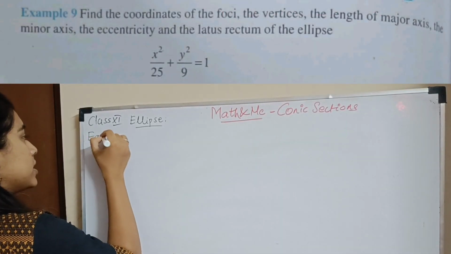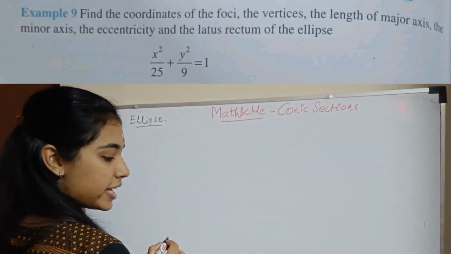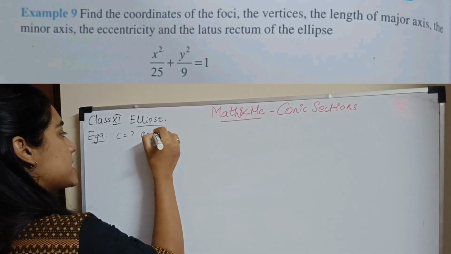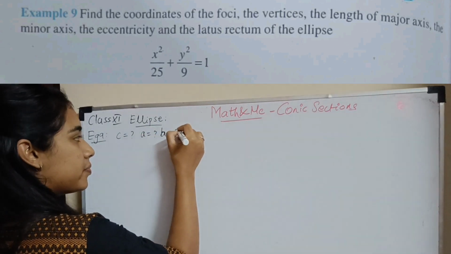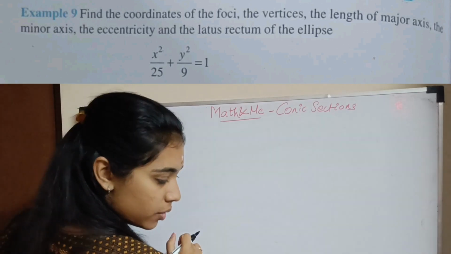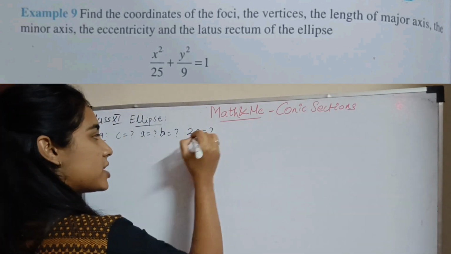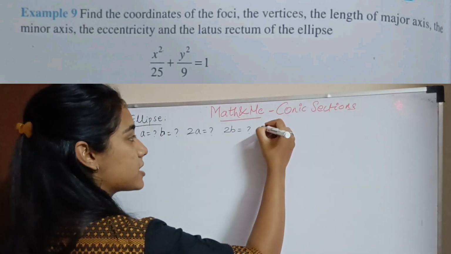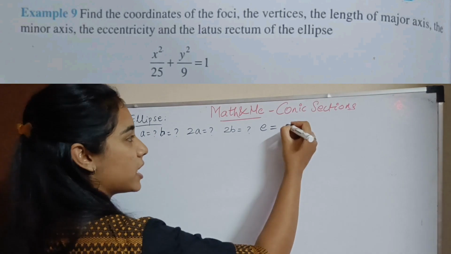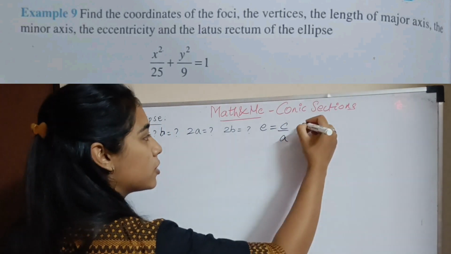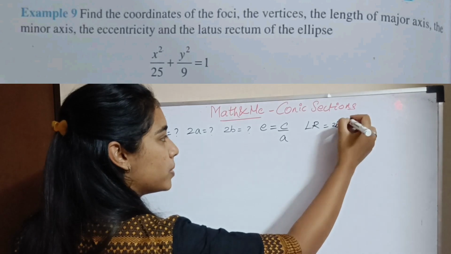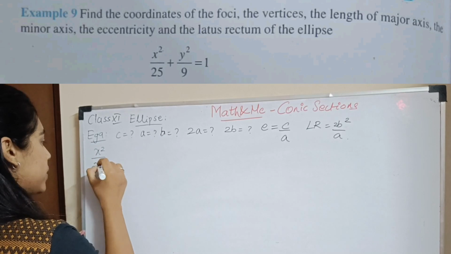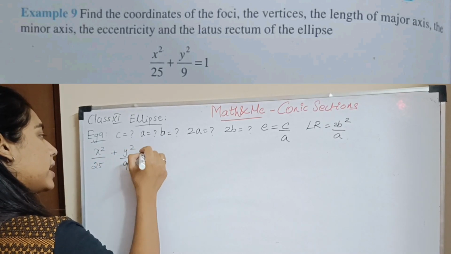Example 9. Find the coordinates of foci. Foci is C. Then the vertices. What are your vertices? A and B. And you need to find out what the length of the major axis is. Length of the major axis is always 2a. Length of the minor axis is always 2b. And they are asking you to find the eccentricity. Eccentricity of an ellipse is c divided by a. And then they are asking you to find the length of the latus rectum, which is 2b square divided by a. Okay. So now you are given the equation x square by 25 plus y square by 9 equals 1.